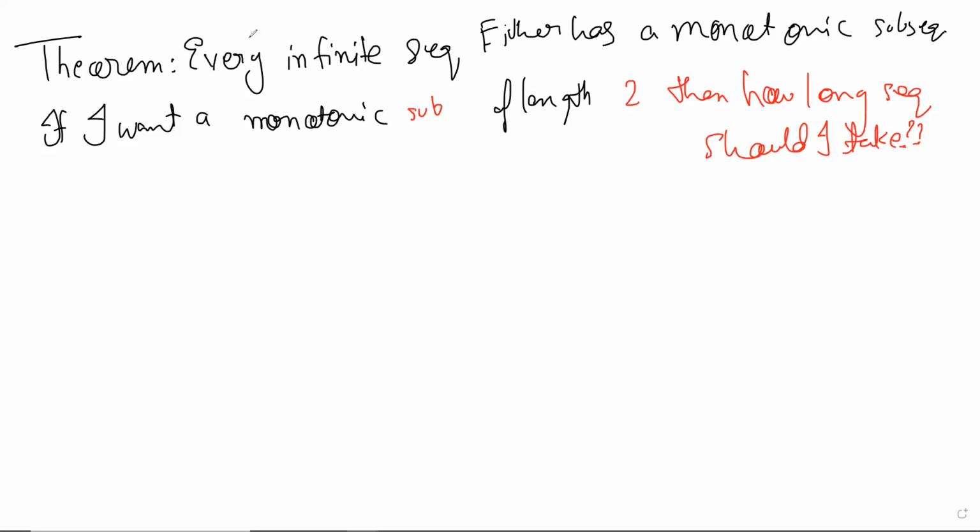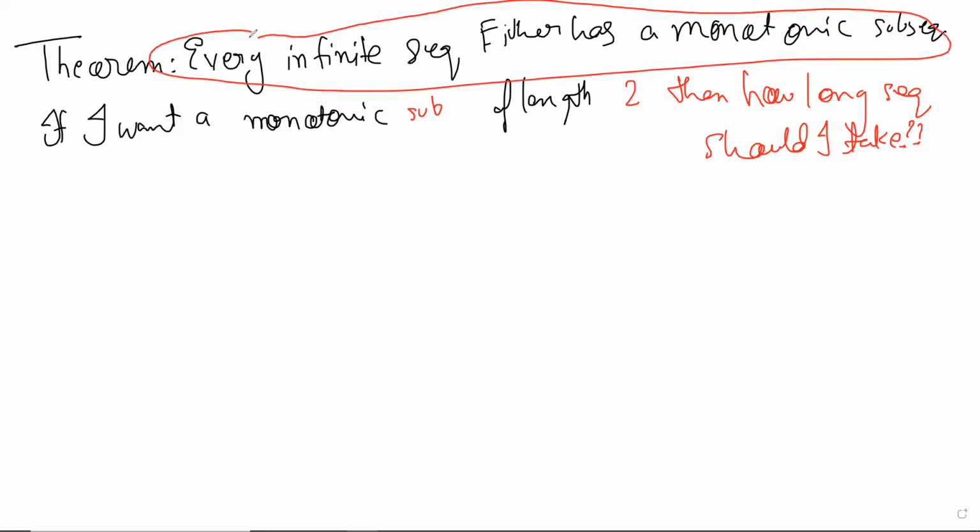Here we saw that if you take an infinitely long sequence, then you get an infinitely long subsequence, which is monotonic. But now we are asking a qualitative version. If I want a monotonic subsequence of length 2, then how long a sequence should I take? Quickly, this is a very trivial question. Some may have a problem absorbing the language, that's fine, but otherwise it's very trivial.